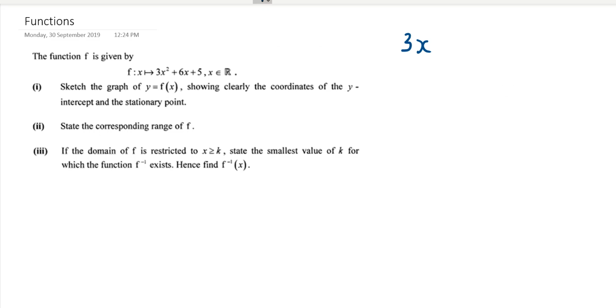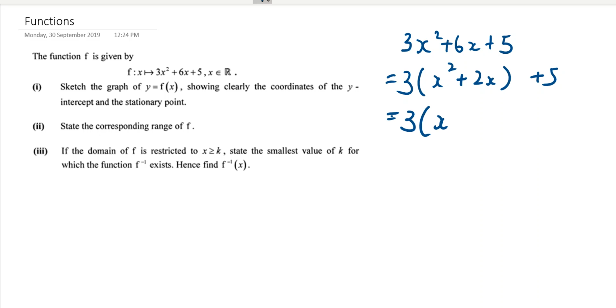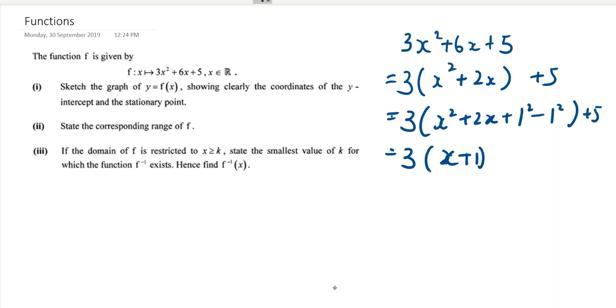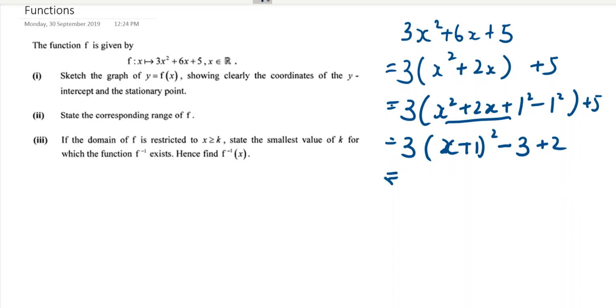Okay, so for example, for this 3x squared plus 6x plus 5, remember that you can only do complete the square with the x squared coefficient being 1. There are many variations to do complete the square, so this is my method. 3 bracket x squared plus 2x plus 1 square minus 1 square plus 5, and you will have 3 bracket x plus 1 bracket square minus 3 plus 5, sorry, and then plus 2. Okay, that's because this completes the square.